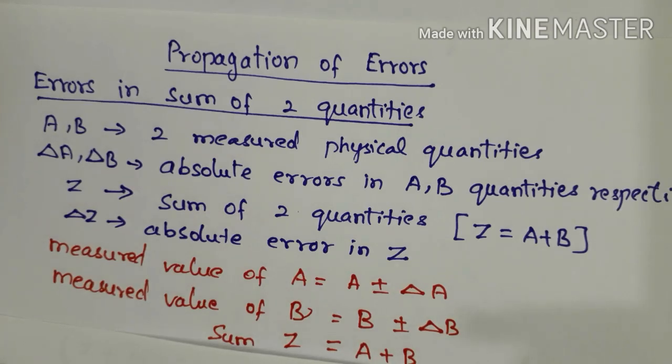Hello children, in this video we are going to learn about propagation of errors. While doing the experiment, you take two or more measurements and all have certain errors. We must do the mathematical operation with these errors and arrive at the final result. We must know the rules to combine errors.